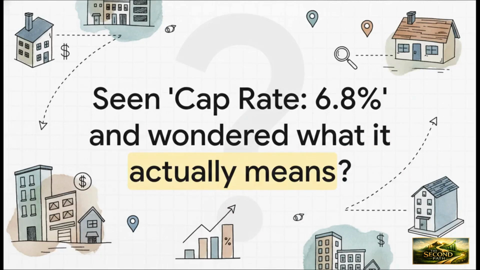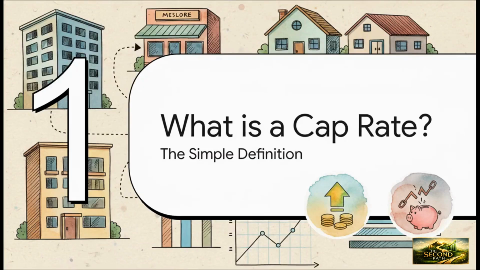You've probably been there, right? You're scrolling through Zillow or some other listing site, you see a property, and right there in the details it says cap rate 6.8%. And you just kind of nod and think, okay, that sounds good. Well, if you've ever wondered what that number actually means, you're in exactly the right place. And trust me, you want to understand this, because this one little number is your first big clue to figuring out if a deal is great or one you should run away from.